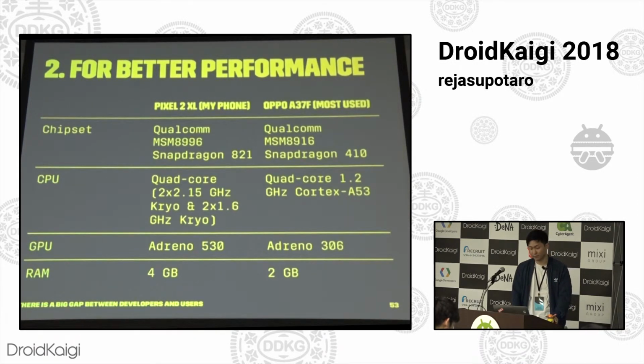About performance, we should be aware that developers are using rich devices. I'm using a Pixel 2 XL, which was 800 pounds. But the most used phone on ClickPad is the Oppo A37F. There is a big gap between developers and the users.